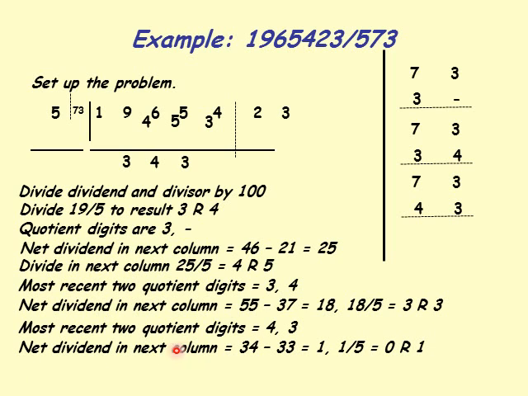Okay, let's continue. So the next net dividend, next column, is this 34 here, minus 7 times 3 is 21, plus 3 times 4, which is 12. 21 plus 12 is 33. So 34 minus 33 is 1. When I divide 1 by 5, the digit we are trying to divide by, I get 0, remainder 1. Let's continue here. So this is the way we say 0, remainder 1. This remainder 1 gets used in the next position here.